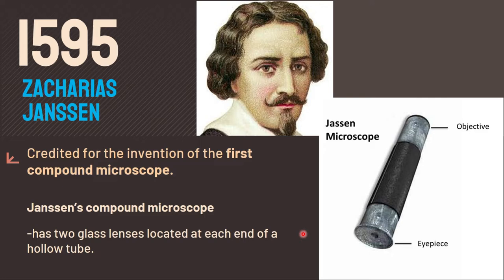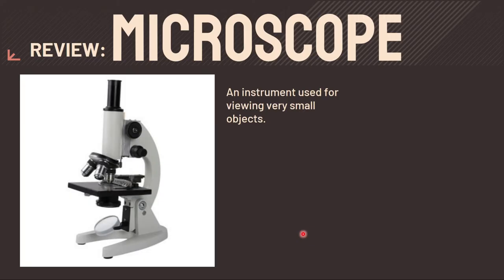So let us have a short review about microscopes. A microscope is an instrument used for viewing very small objects. The microscope is composed of various glass lenses. So we have lenses here, here, here, and also here. Those glass lenses would help to enlarge or magnify the image of the actual object.